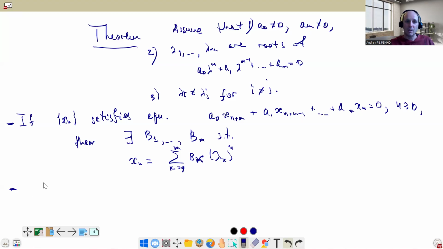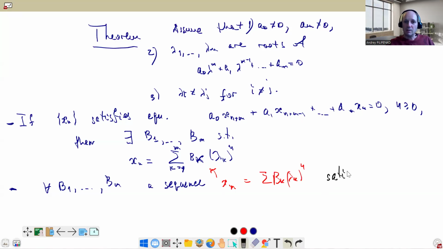And another part: for any b1, ..., bm, a sequence xn equal to the sum of bk lambda k to the power n satisfies equation 1. So we proved the first part, and the homework is to prove the second one.